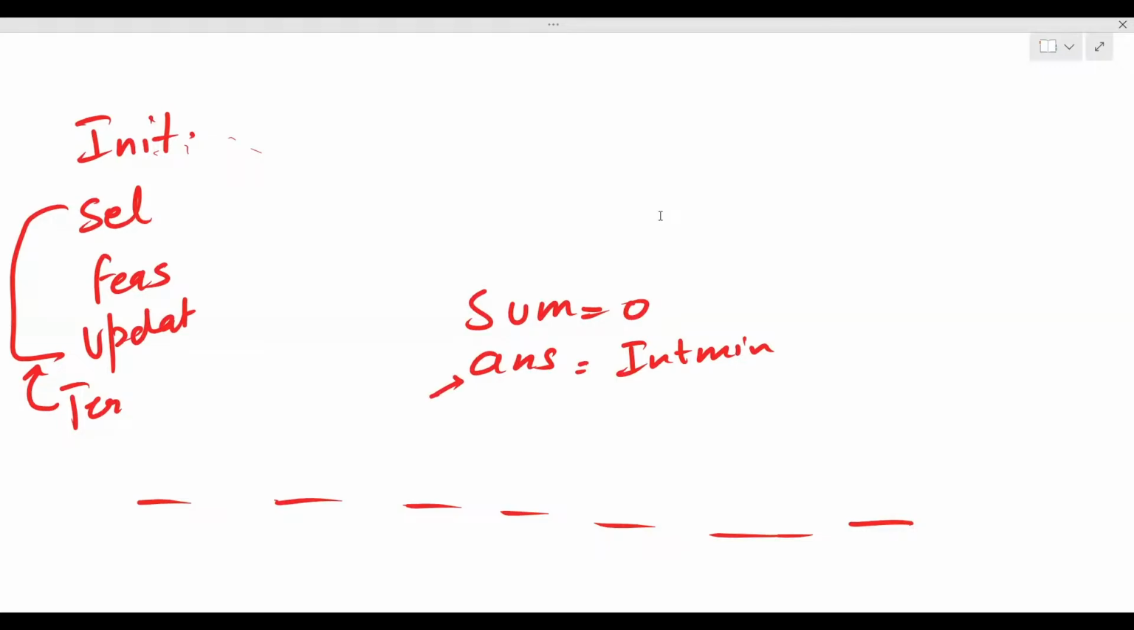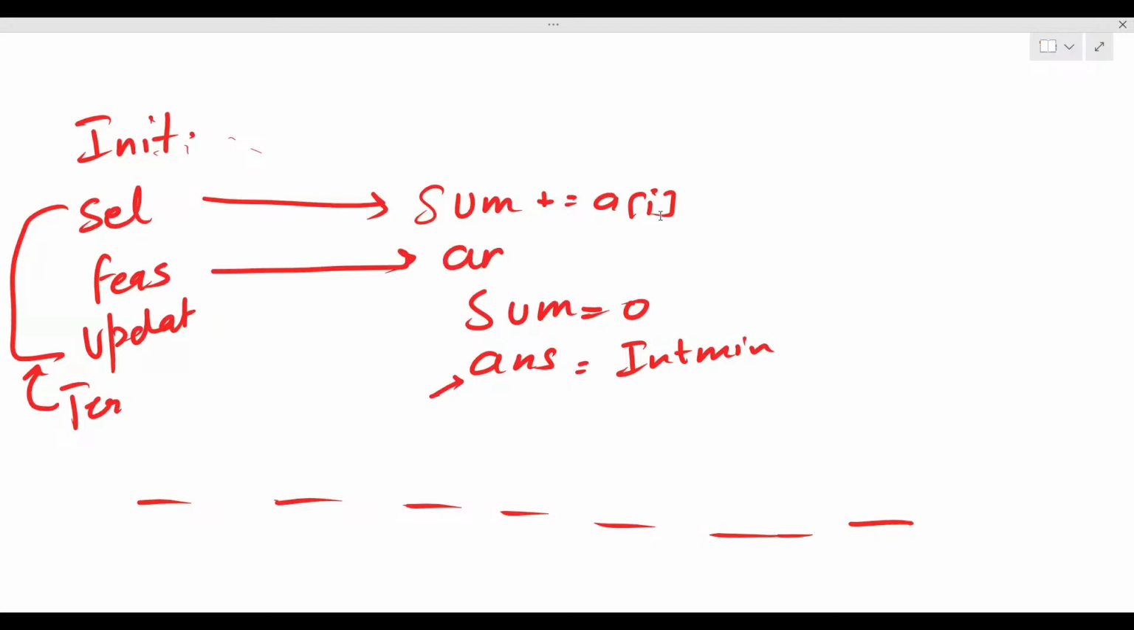Now, what is selection? Can anyone tell me what is the selection here? Adding the values? Yes. So in my sum, I'm going to add the values. Sum plus equals A of I. Now, what is the feasibility check here? Not less than 0. The feasibility check is whether this is my answer or not. So answer is equal to maximum of answer comma sum. This is the feasibility check, whether this can be my solution or not.